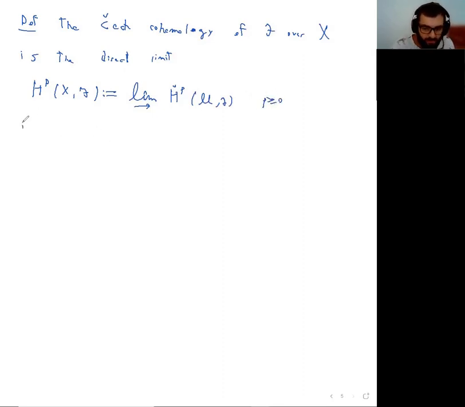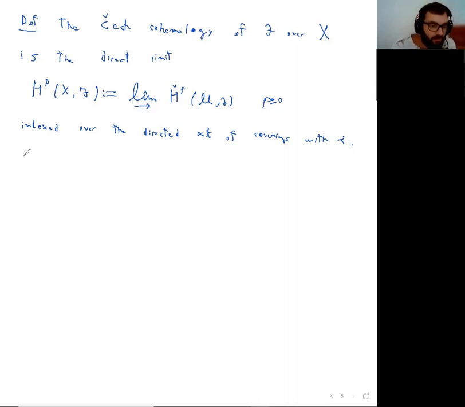Okay. And this, of course, the limit is indexed over the directed set of coverings with order given by this wiggly less or equal.